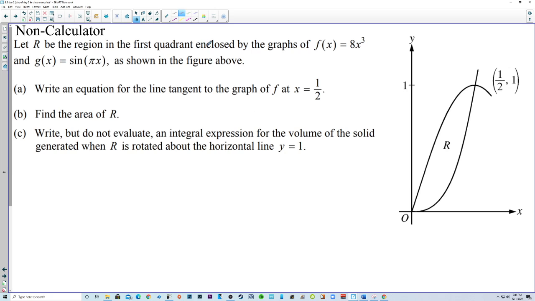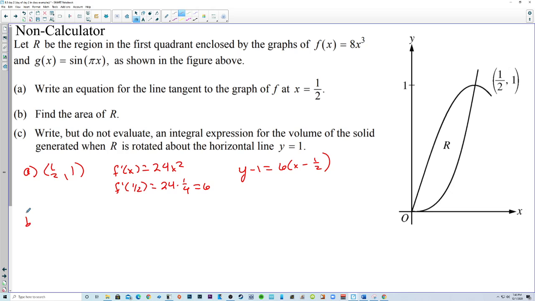Let R be the region in the first quadrant enclosed by the graphs of f of x and g of x as shown in the figure above or off to the right here. Write an equation for the line tangent to the graph of f at x equals 1/2. Well, we have the point 1/2, 1. So we got the point. Now I just need the slope. F prime of x is equal to 24x squared. So f prime of 1/2 is 24 times 1/4, which is 6. So y minus 1 equals 6 times x minus 1/2.